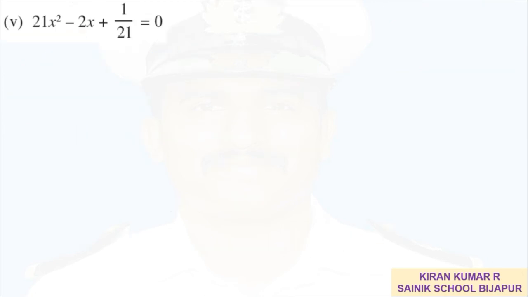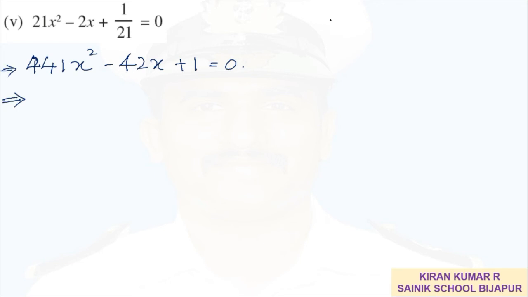The question is 21x square minus 2x plus 1 by 21 equal to 0. As I had mentioned, we would take the LCM and multiply on both the sides. Here the LCM of the denominator is 21. If you do multiplication, we get 21 multiplied by 21. What's that? It is 441x square minus 21 2 times is 42 plus 1 equal to 0. Now this equation we need to simplify.